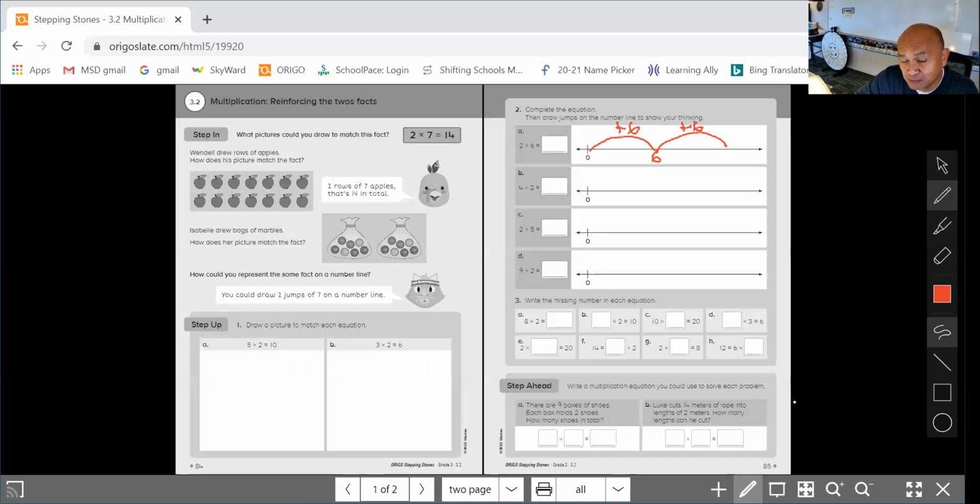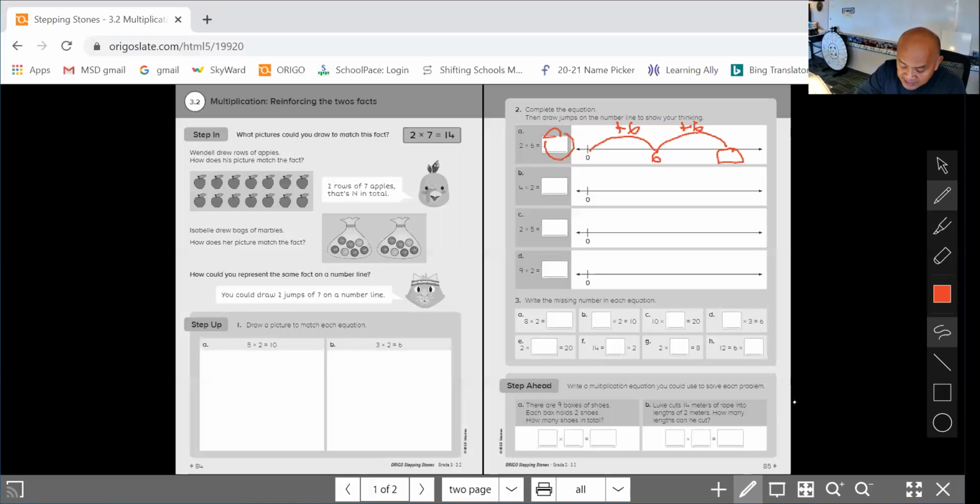Now, I'm not going to tell you where I land because that's the answer, okay? But whatever answer you get here, I want you to write it in here also, okay? So there's 2 places to write your answer, on the number line and also in the box right next to it. And then on number 3, you're just filling out the blanks for the equations.